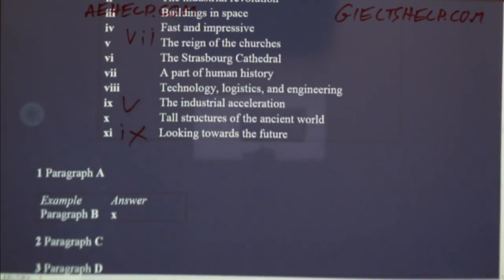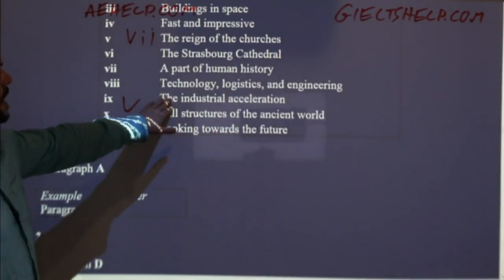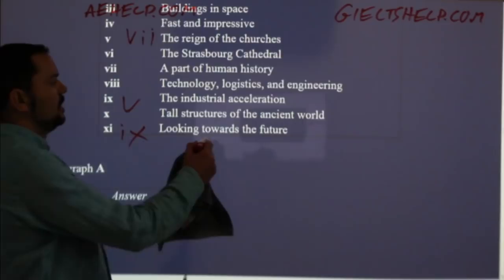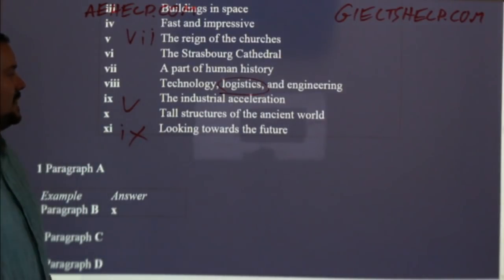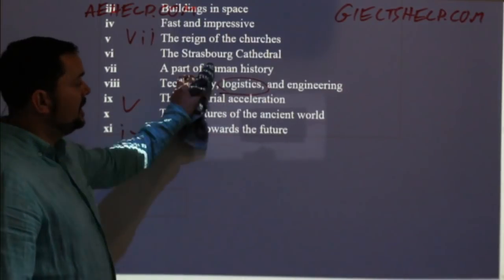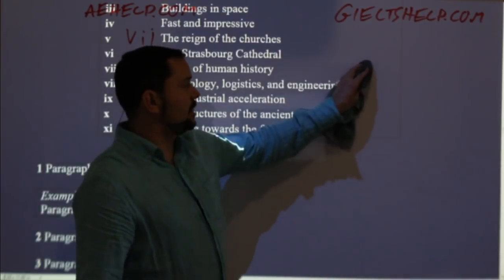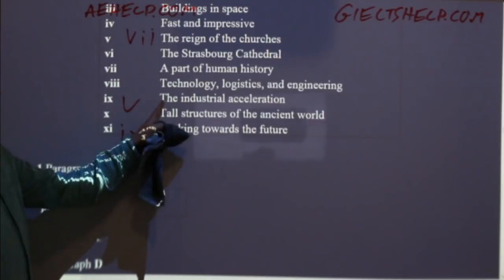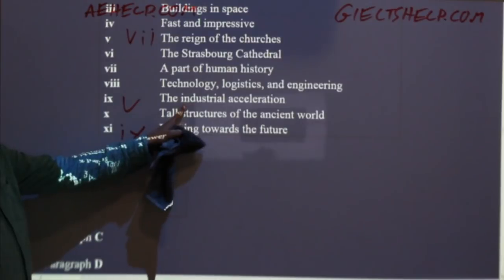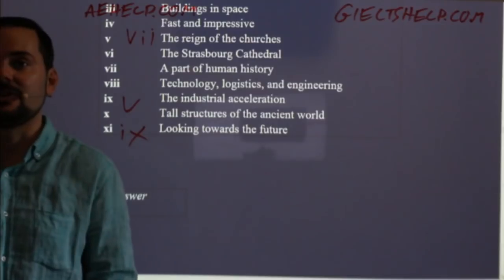Somebody's asking, why did we not take 8? Technology, logistics, and engineering. Because these are specific details, as we've already discussed. Logistics is not really discussed in this paragraph from what I saw, but it could be, okay? So we'll keep a question mark there. Let's just continue on. I think industrial acceleration makes more sense because the paragraph says they're reaping the rewards of the industrial age, and there's acceleration in the buildings of tall buildings and technology, okay?